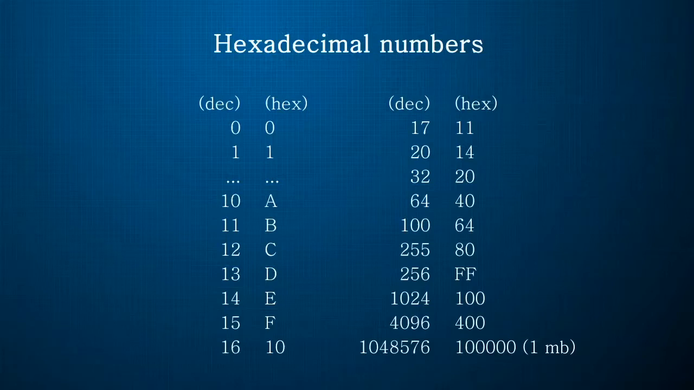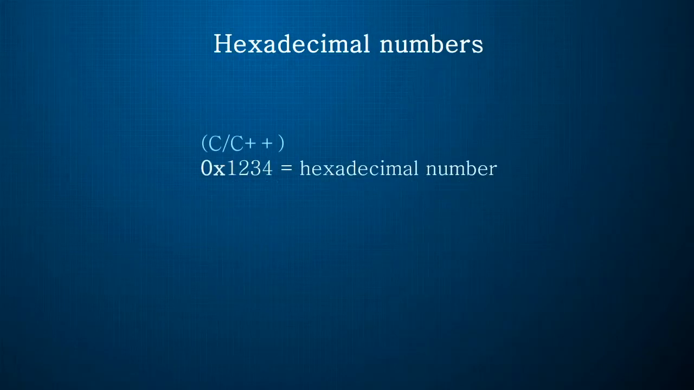For example, if you want to reference address 1 MB, you don't reference a million and whatever that is in decimal numbers. But you type 0x100,000, which is a megabyte in hexadecimal. And this is how you write hexadecimal numbers in C or C++. You type 0x and then the number in hexadecimal.